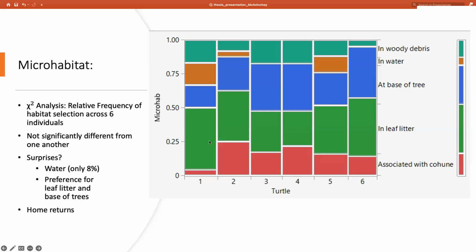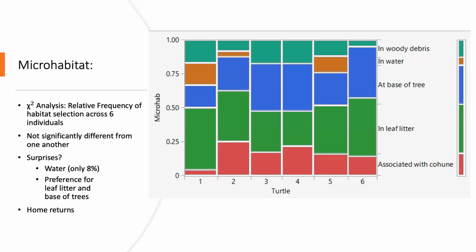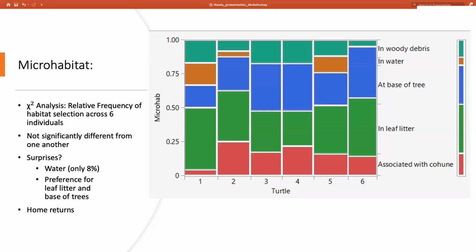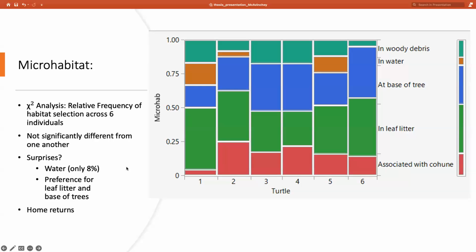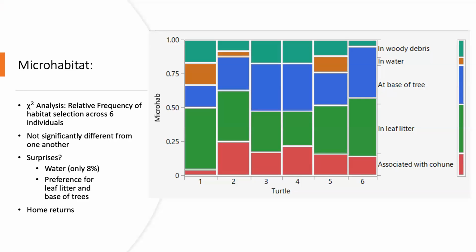They preferred leaf litter and hanging out at the base of trees the most. I mentioned earlier that they're considered a semi-aquatic species. Only 8 of my 100 or so observations were actually made in water, which was pretty surprising. Again, there's not a lot in literature to actually say that they do hang out in the water the most, but these results do not support that, which is pretty interesting.